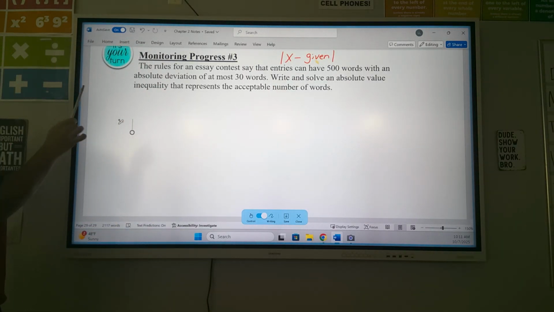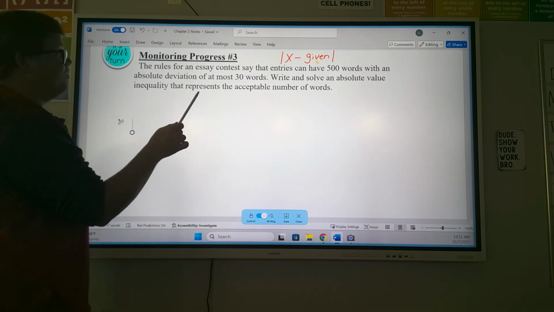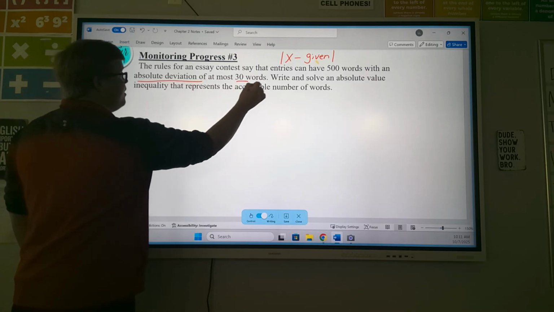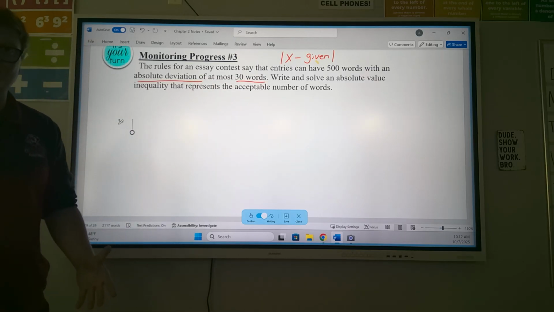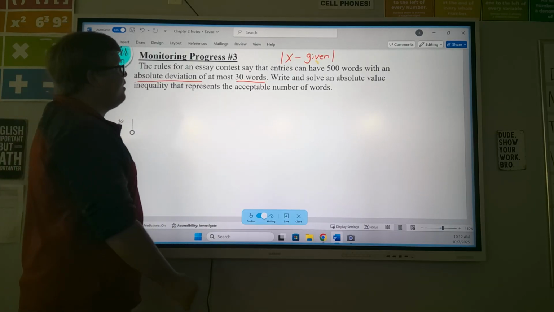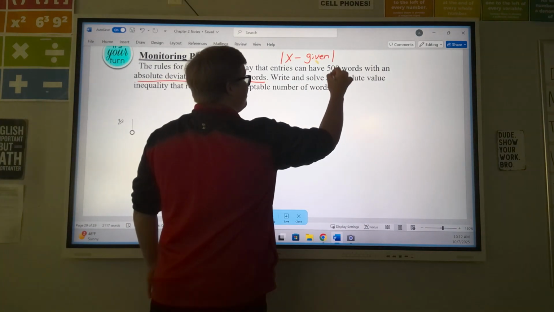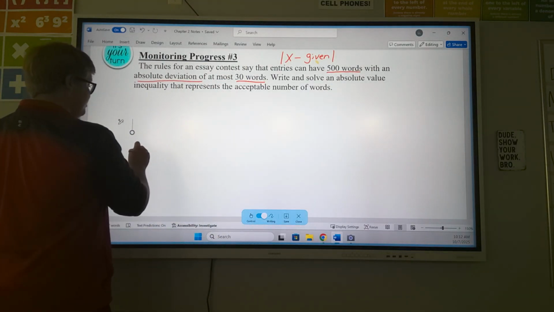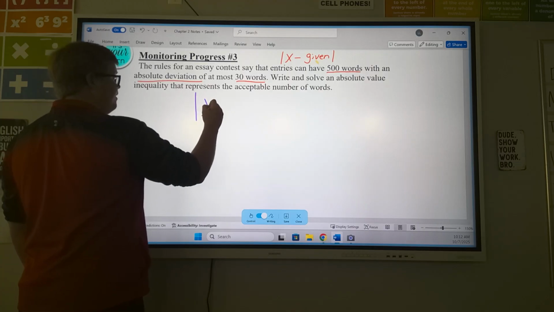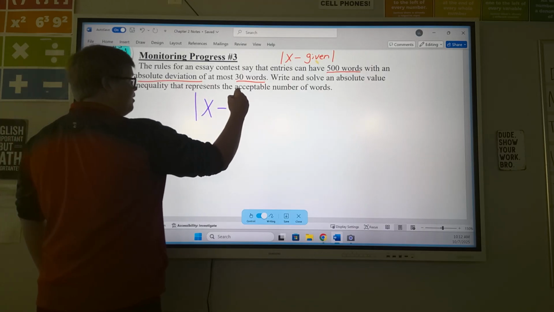So the rules for an essay contest say that entries can have 500 words with an absolute deviation of at most 30 words. So we know 30 is our absolute deviation, so that means we're going to turn right around and make 500 our given value. So 500 words is our given value. So let's go ahead and make it that way. We have x minus our given value, which is 500 words.